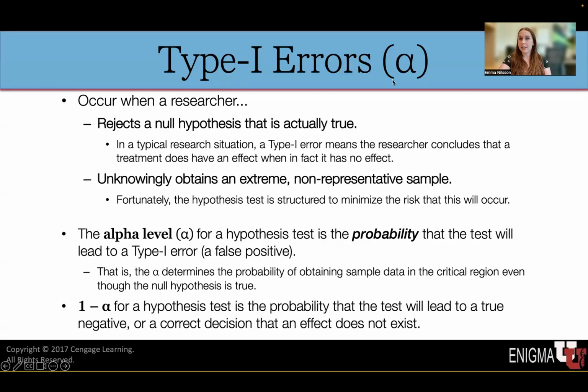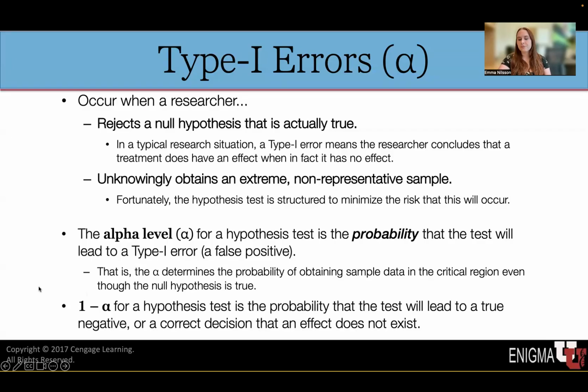The alpha level here, the same alpha level that we talked about when we're determining the critical zone, is actually, the definition of alpha level is the probability that the test will lead to a type 1 error or a false positive. So if we have an alpha level of 0.05, what that means is that there is a 5% chance that we will get a type 1 error. Then the converse of that, 1 minus alpha, is the probability of a correct rejection, that the test will lead to a true negative.